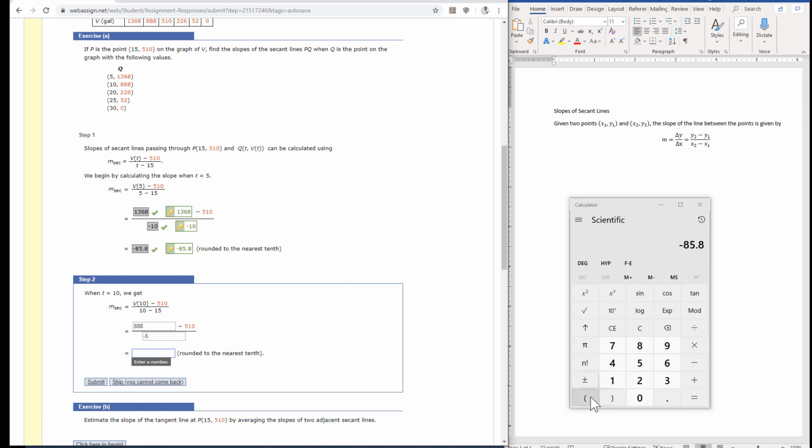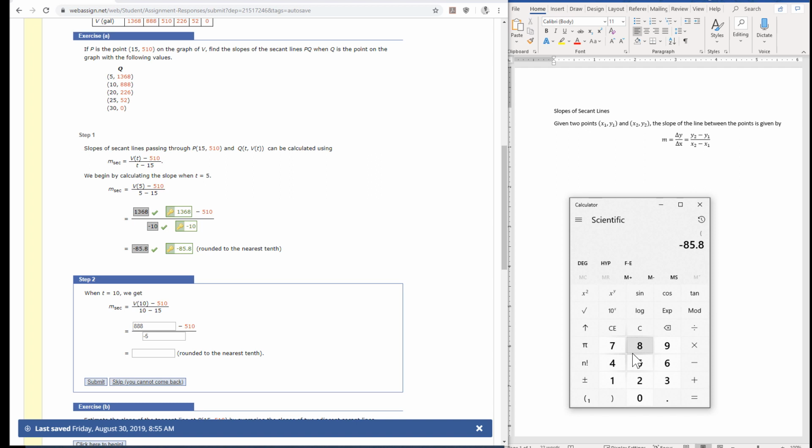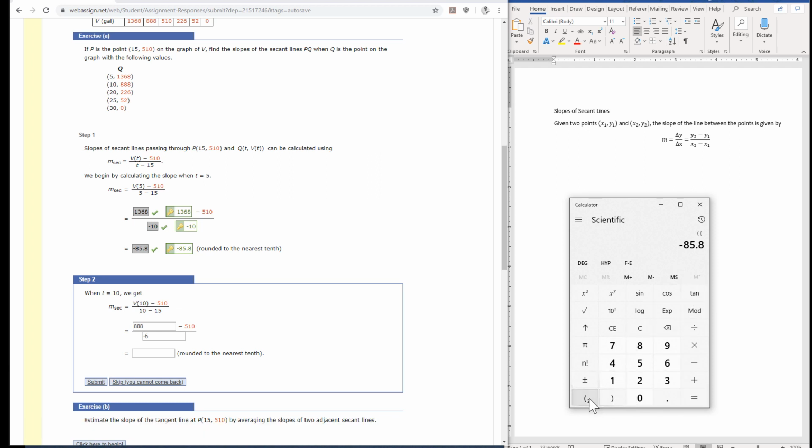To do this in one shot in your calculator, you can use parentheses. Let's clear this out first. So you can use parentheses and say 888 minus 510, and then close the parentheses. This is your result, and then we'll divide by negative 5. So divide by 5 and then throw the negative sign. So that's negative 75.6.